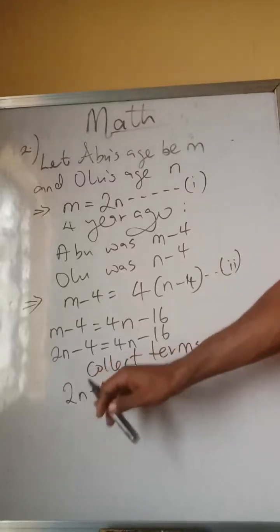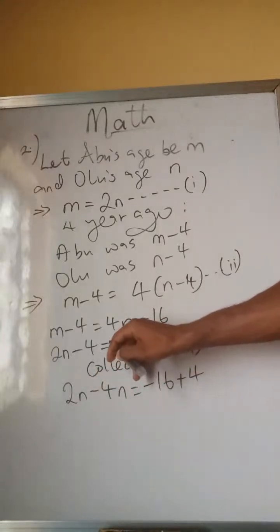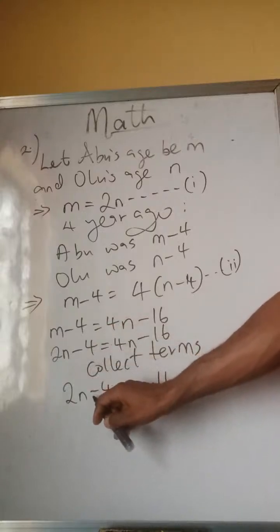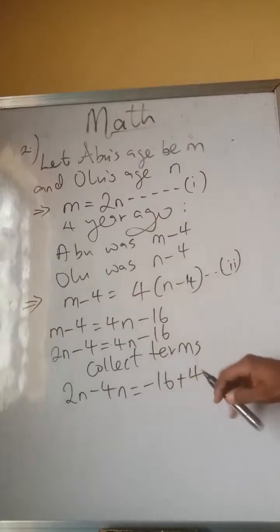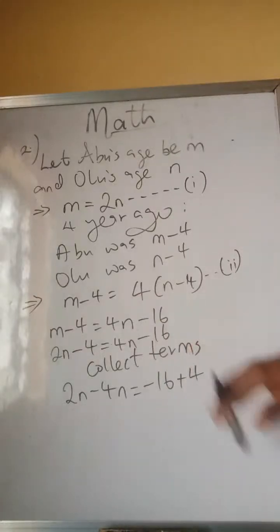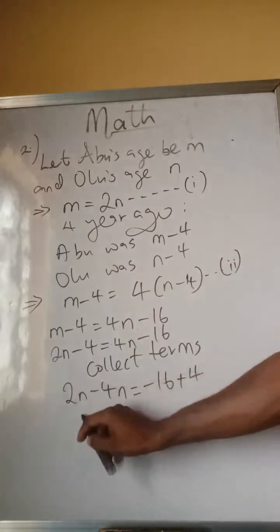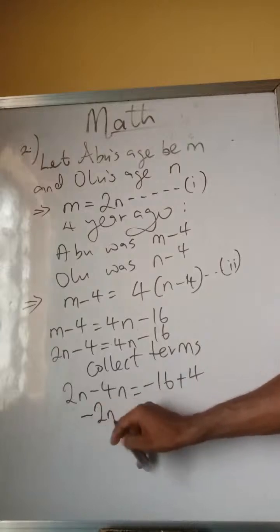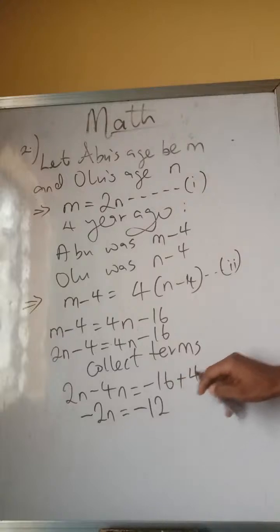And the reason why it's like this is because the 4n has a plus here, and so when it leaves the equality sign, it becomes minus. The 4 here has a minus, and it leaves the equality sign to become plus. So it's more like taking their inverses. We call these concepts inverse and identity. And hence, you have minus 2n equals minus 12, because minus 16 plus 4.